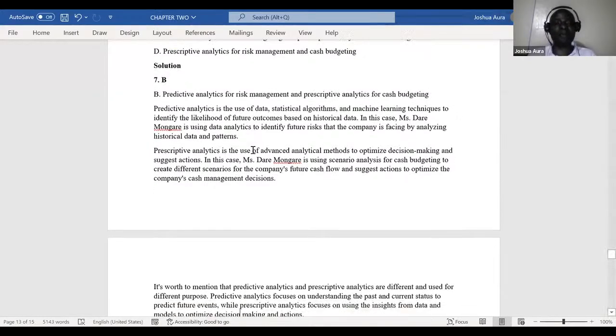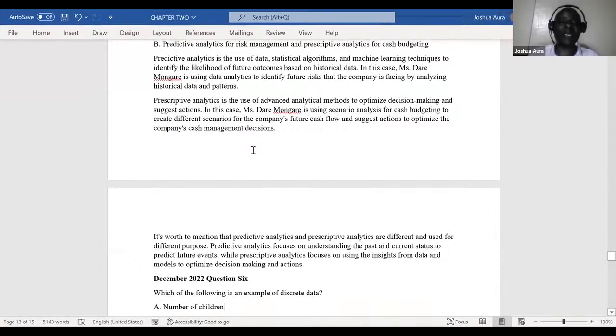It is worth mentioning that predictive analytics and prescriptive analytics are different and used for different purposes. Predictive analytics focuses on understanding the past and the current status to predict future events, while prescriptive analytics focuses on using insights from data and models to optimize decision making and actions. Quite a tough one, but I'm so sure as we progress, we shall become great in this.